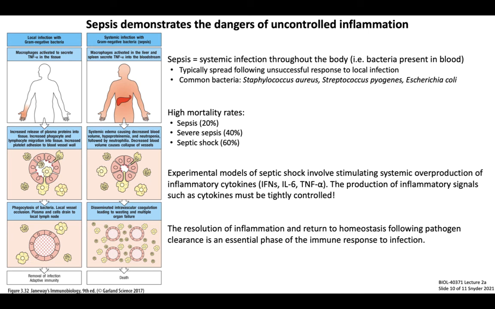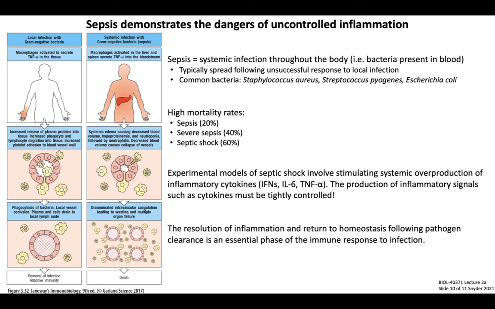And I want to note that in experimental models of septic shock that we use to study this form of uncontrolled inflammation in preclinical animal models, such as mice, these involve administering drugs that stimulate systemic overproduction of the inflammatory cytokines that we talked about today, including interferons, IL-6, and TNF.